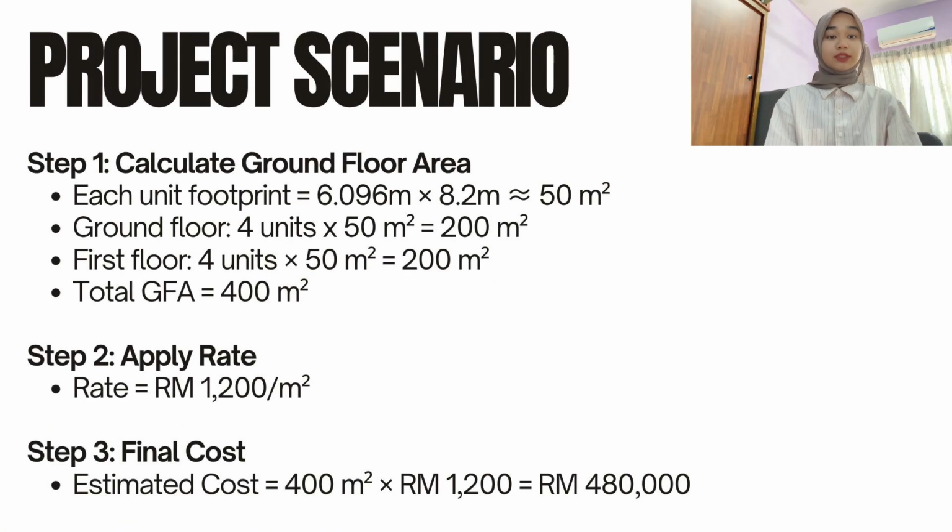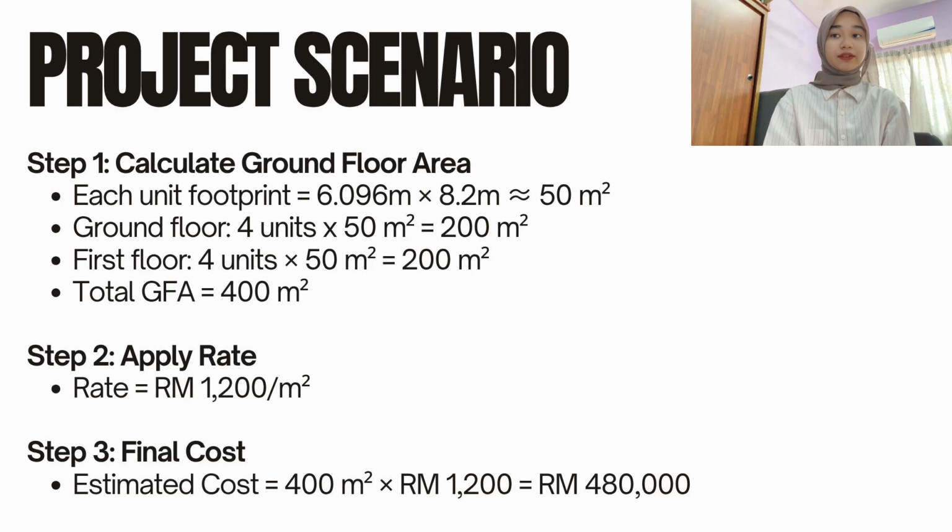Okay, next we start with the calculation. Step one is calculate the floor area. Each unit footprint is 6.0696 meter times 8.2 meter, so equals about 50 square meters. Ground floor 4 units times 50 square meters equals 200 square meters. First floor 4 units times 50 square meters equals 200 square meters. So the total floor area is 400 square meters.